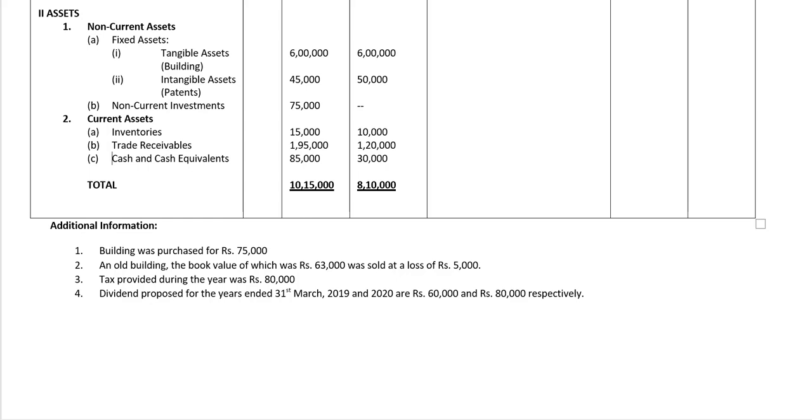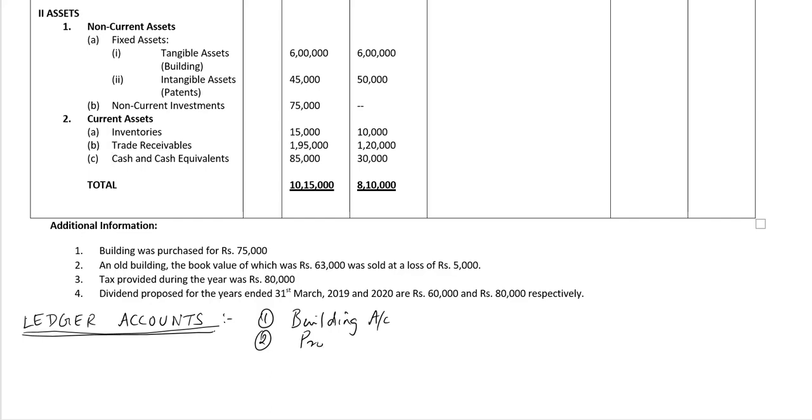We'll begin by listing down the ledger accounts that we need to prepare. The first one is the building account. The second account, we need to prepare the provision for tax account.